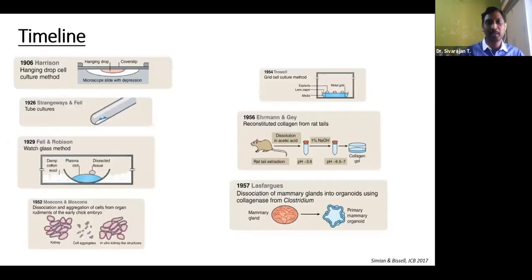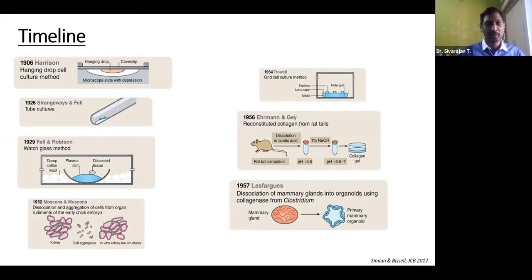So let me take you back in time, where very small discoveries have paved the way to how we are doing 3D cultures today. In 1906, more than 100 years ago, Harrison wanted to study nerve fiber outgrowth. How he did it is he took mouse embryonic nerve cord, and he put it in a drop of lymph on a cover slip, inverted it and fixed it on a cavity slide. And then he observed that, given a three-dimensional space, these nerve fibers came out of the tissue.